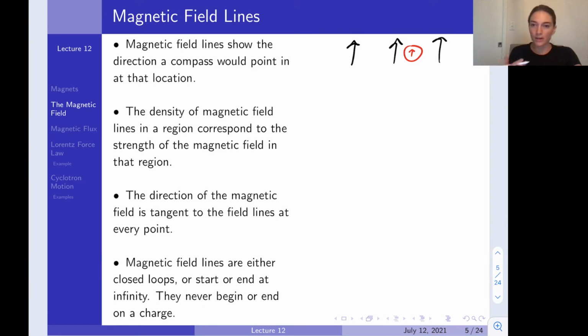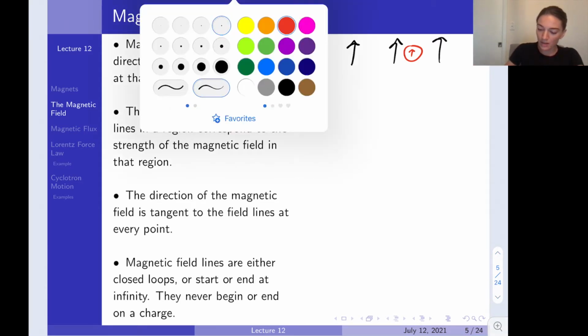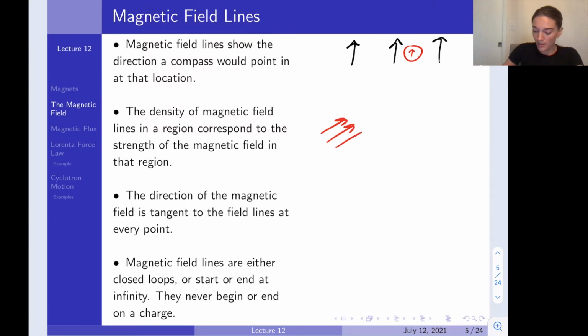Now if you were taking an in-person lab, you would actually be doing this in lab, where you would have compasses and put them in a magnetic field and see which way the compass points, but oh well. Just like for electric field lines, the density of magnetic field lines corresponds to the strength of that magnetic field. If we have a magnetic field where the lines are super dense compared to another magnetic field like this, the magnetic field is stronger in this region than in this region. The same as the electric field lines in that case.